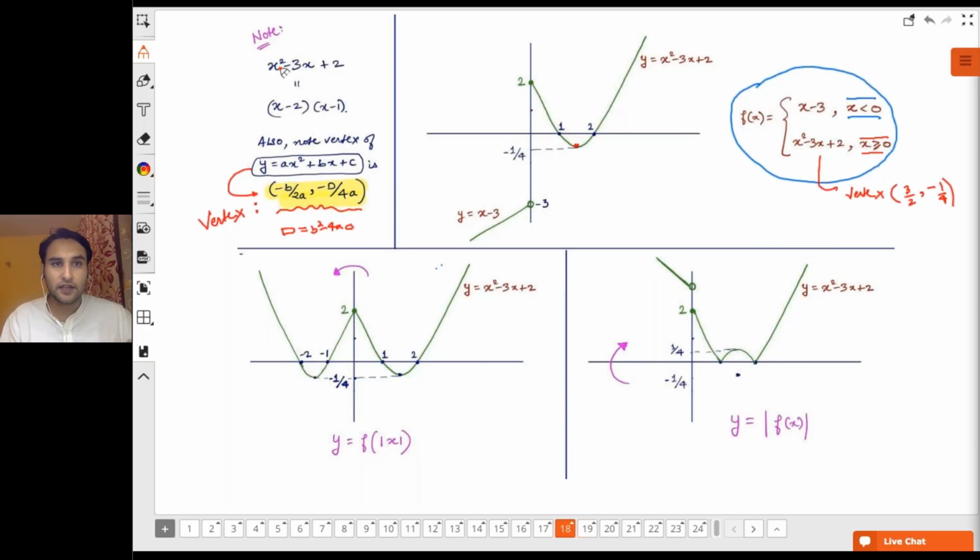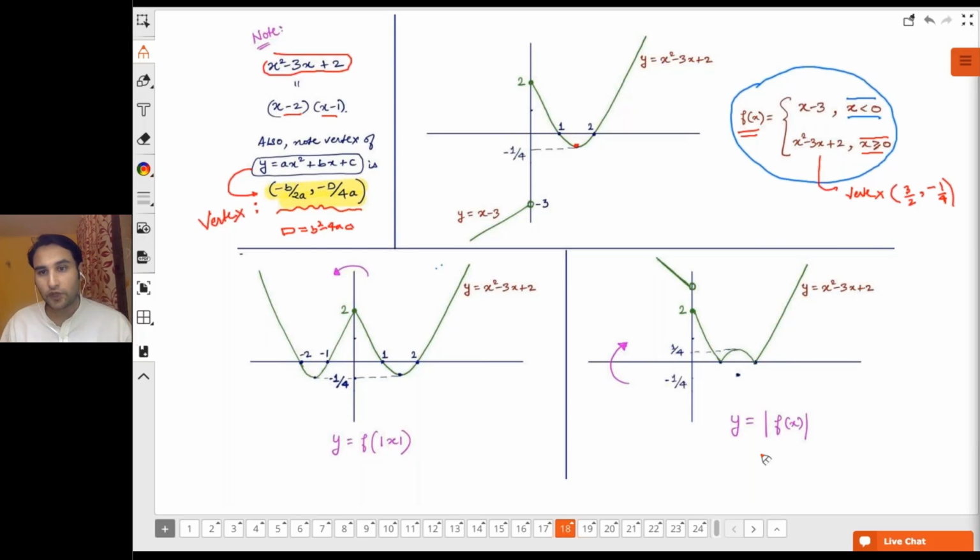Another way to look at it is, you can factorize it and its roots are 2 and 1. So 1 and 2. So the quadratic graph will be like this. Okay? So for x greater than 0, it is a quadratic graph like this. Now, once we have plotted the graph of f of x, let's plot mod of f of x.